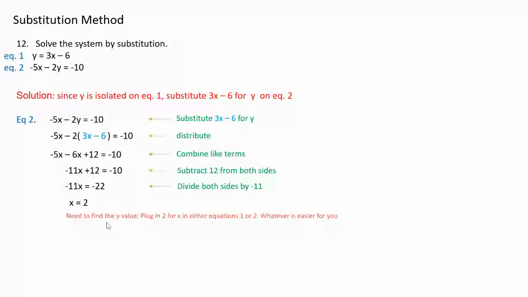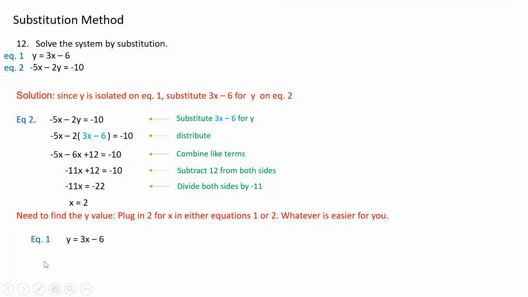Now, you have to find the y value. So you have to go back to either equation 1 or equation 2, whichever is easier for you. In my opinion, since equation 1 is already isolated, it's wiser to use equation 1. So I'm going to plug in 2 for x. It's going to be 3 times 2 minus 6. So it'll be 6 minus 6. So y is equal to 0. So x is 2 and y is 0. There's my solution, 2, 0. You see, same thing as the other one.